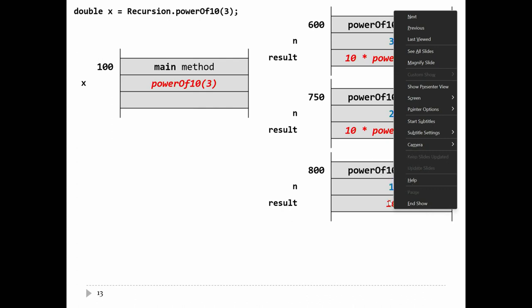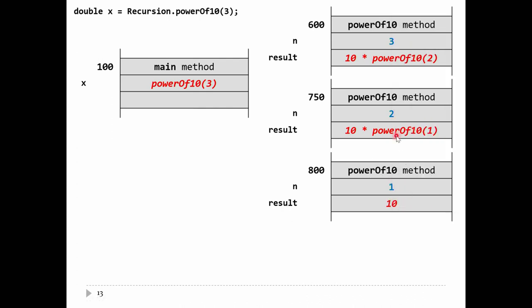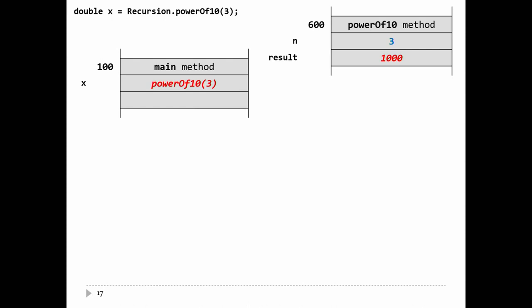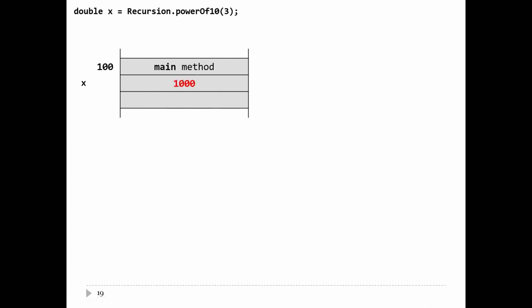It can pass its return value back to the caller, right? And now this one can disappear. That version is now done, right? So it can pass its value back to the caller, and it can go away. Finally, the original invocation of power of 10 is done. It can return 1,000 back to the caller here, right? And it's done.